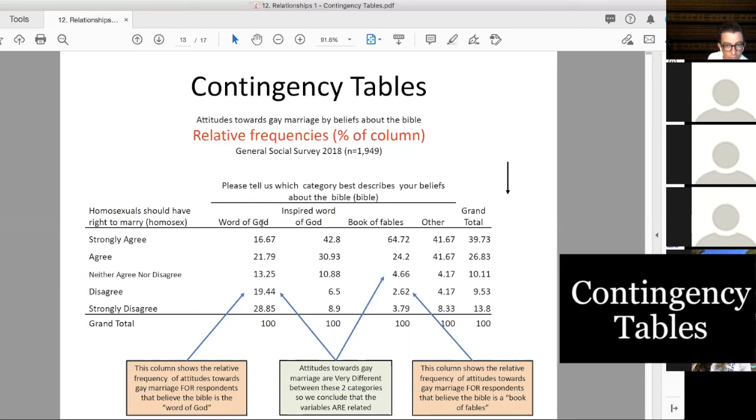For those that believe that the Bible is the actual word of God, only 17% strongly agree with gay marriage. But for those that believe that the Bible is a book of fables, 65% of them strongly agree with gay marriage. That's a big difference.